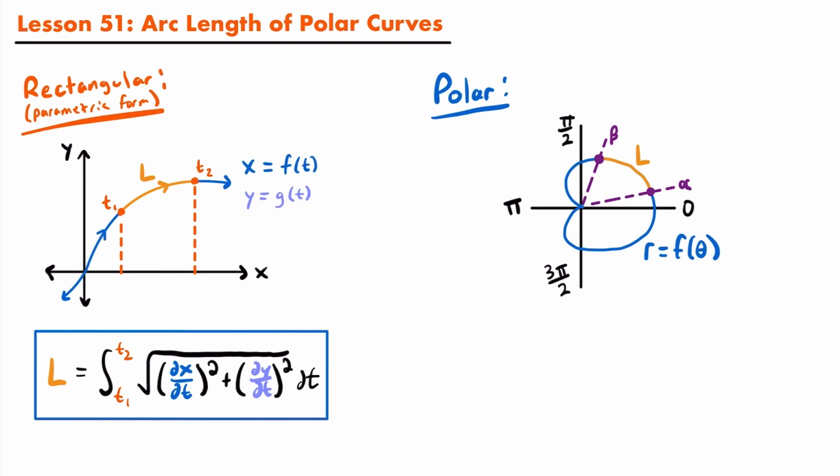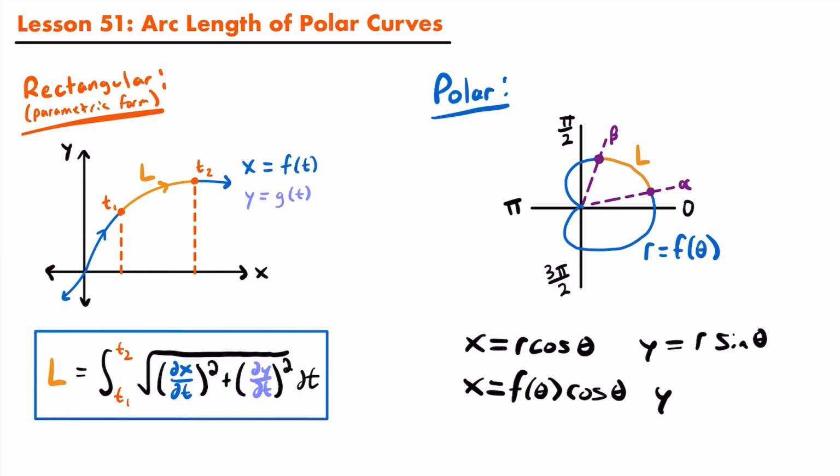What we can do is use the following two formulas: x equals r times cosine theta and y equals r times sine theta. These are two equations that we use to convert between polar coordinates or polar equations and rectangular coordinates or rectangular equations. These two equations relate x and y to r and theta. What we can do with these two equations is replace r with what it's equal to, which is a function in terms of theta. And if we do that, we'll have x is equal to f of theta times cosine theta, and y is equal to f of theta times sine theta.